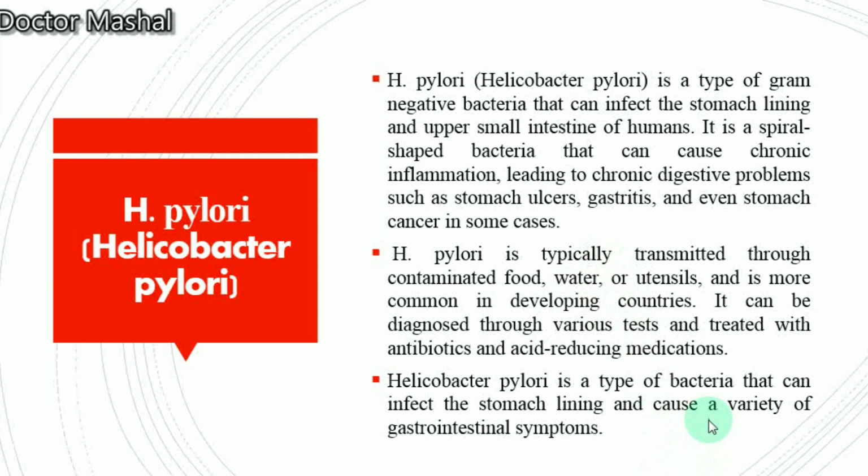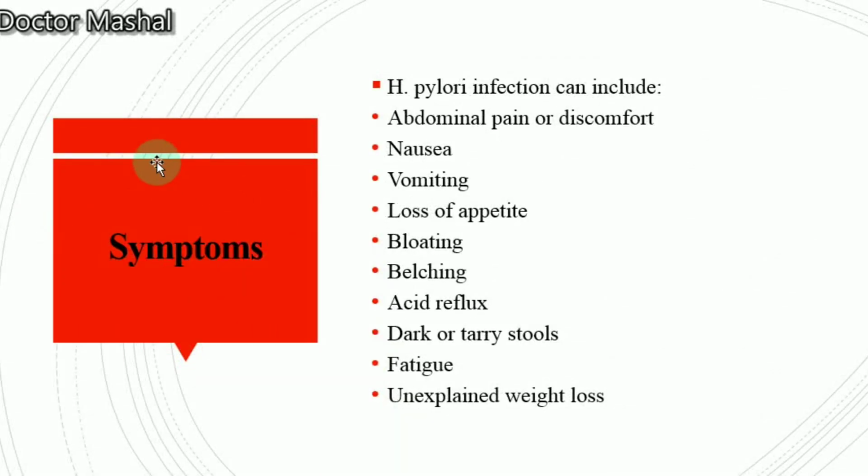Helicobacter pylori is a type of bacteria that can infect the stomach lining and cause a variety of gastrointestinal symptoms. Symptoms of H. pylori include abdominal pain, nausea, vomiting, loss of appetite, bloating, belching, acid reflux, dark or black stools, fatigue, and unexplained weight loss.